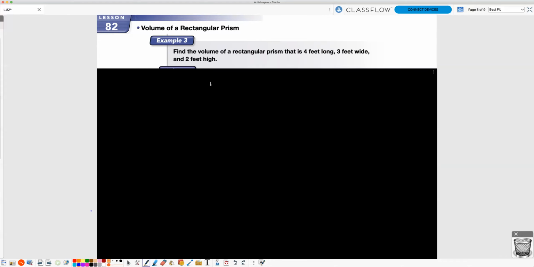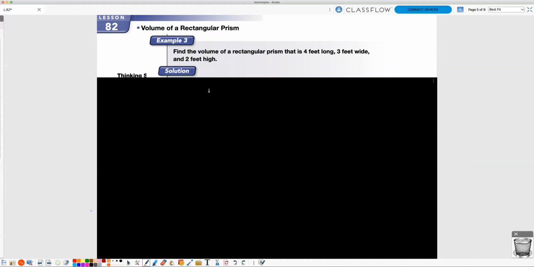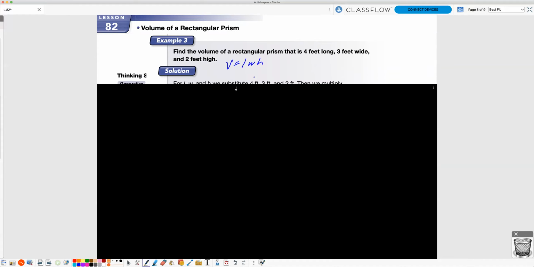Example 3, find the volume of a rectangular prism that's 4 feet long, 3 feet wide, and 2 feet high. So again, the volume equals the length times width times height. And I see that it's 4 feet times 3 feet times 2 feet. And my volume's answer is going to have a label of cubic feet, or feet cubed.